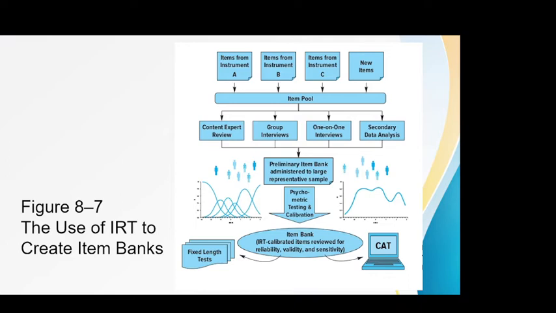Item pools may also be evaluated by a group of respondents, which allows for discussions of the clarity and relevance of each item. So among other item characteristics, the items that make the cut after such scrutiny constitute the preliminary item bank.